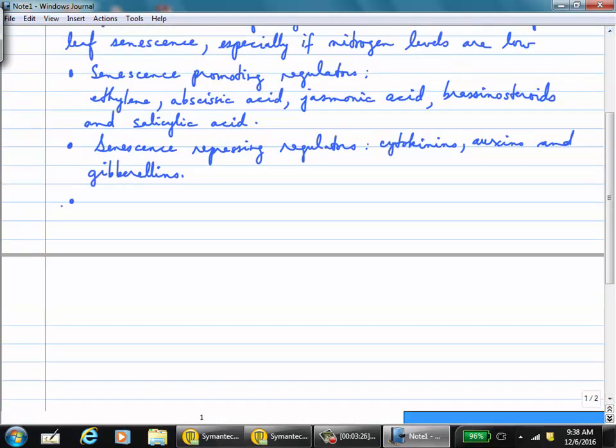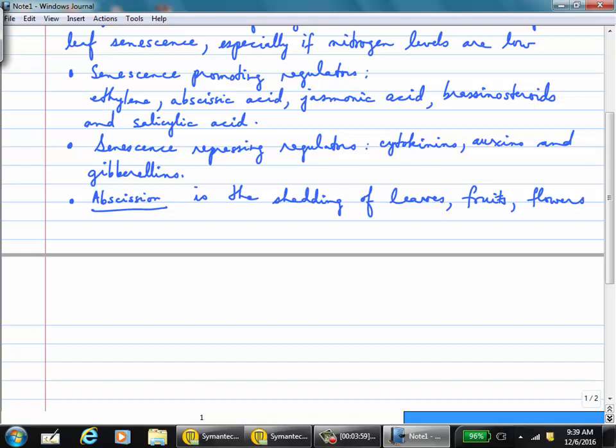Now, abscission is the process of some organs falling off, like leaves falling off from plants, fruits falling off and all that. That's referred to as abscission. So abscission is the shedding of leaves, then fruits, then flowers, or other plant organs.